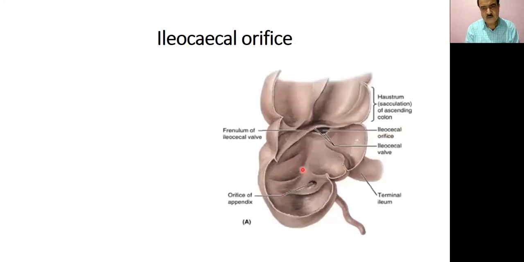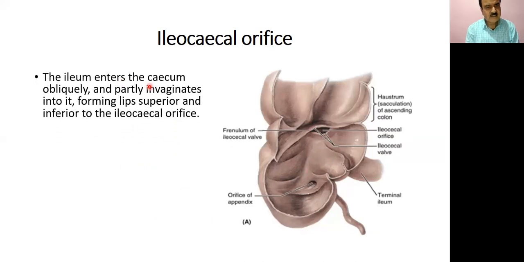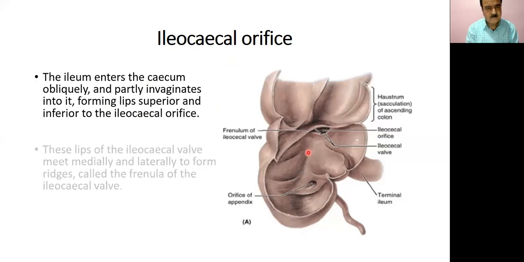Coming to the ileocecal orifice, where the ileum opens into the cecum. This is the ileocecal opening, it is opened. This is the opened cecum. The ileum enters the cecum obliquely and partly invaginates into it, forming lips superior and inferior to the ileocecal orifice. So we have the superior lip and the inferior lip, and in between we have the ileocecal orifice. This is the ileocecal orifice.